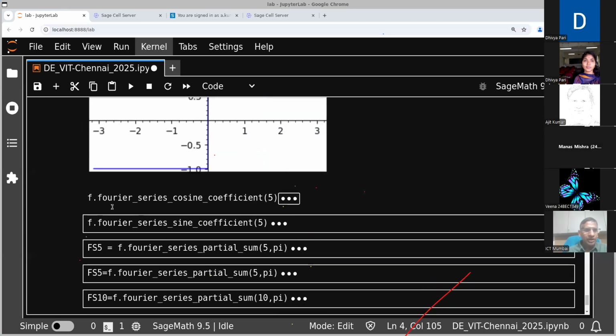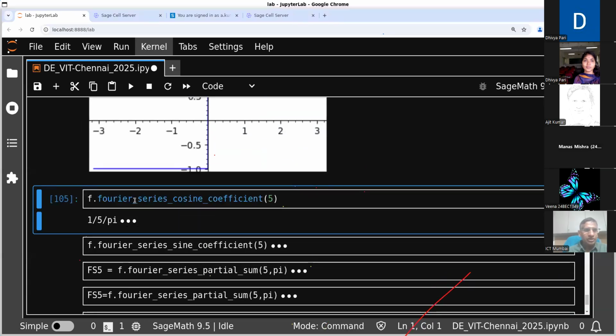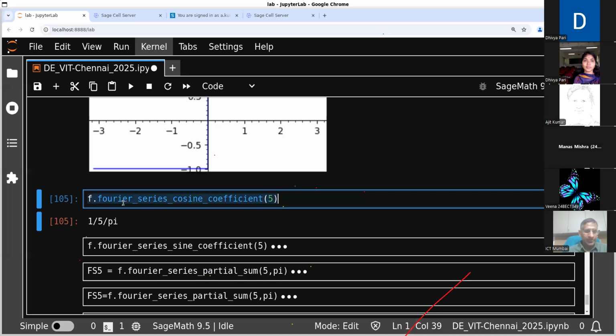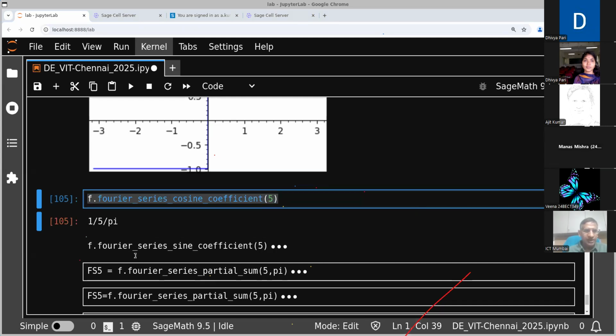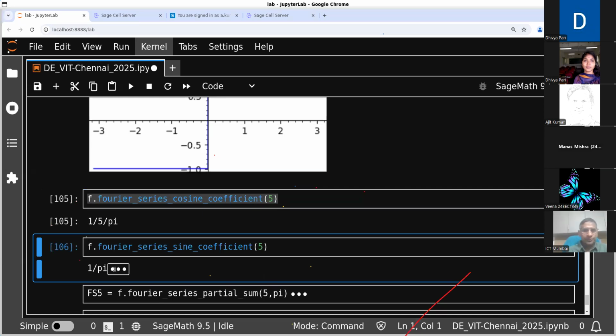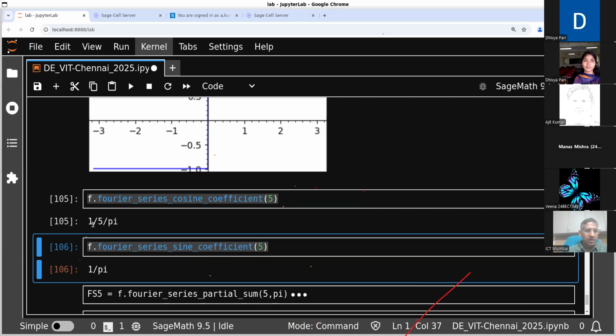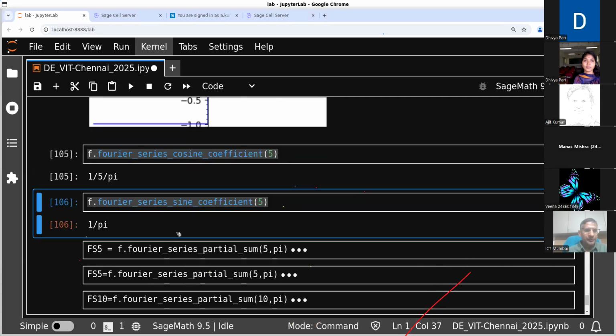Now you can find the Fourier series cosine coefficient and the fifth cosine coefficient. This is how it looks like. There is an inbuilt function to find it, but you can also define the integral. In terms of the integral, you can very easily do it. You'll get the same answer. Similarly, we can find the cosine coefficient. For the fifth cosine coefficient, this is 1 upon pi. Here this is 1 upon 5 pi.